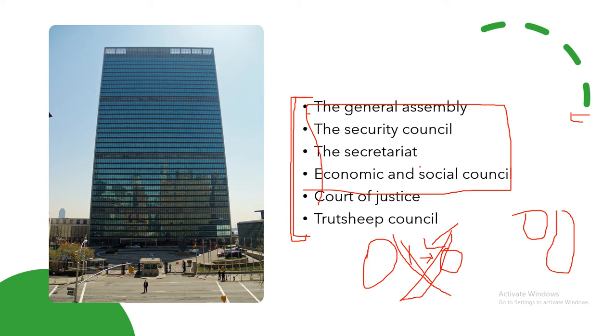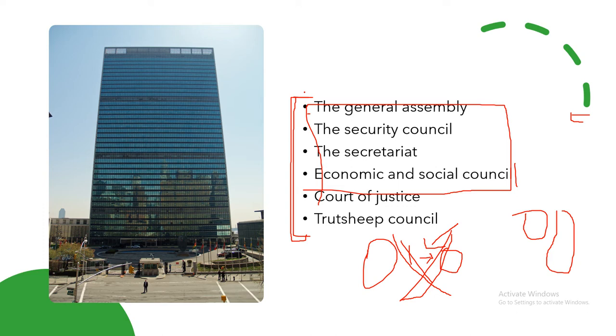Now the structure of the UN: the General Assembly, the Security Council, the Secretariat, the Economic and Social Council, the International Court of Justice, and the Trusteeship Council. Let me tell you about all these. First, the General Assembly, the main organ of the UN.